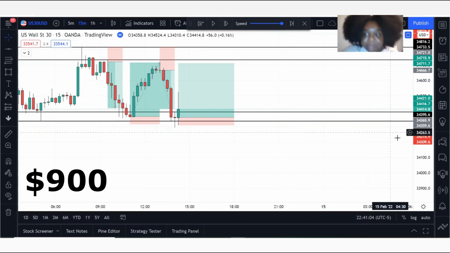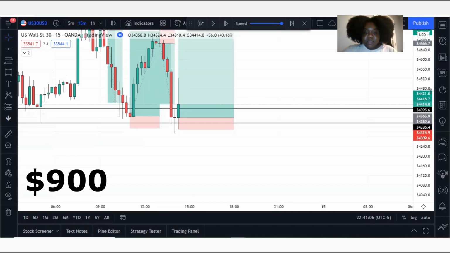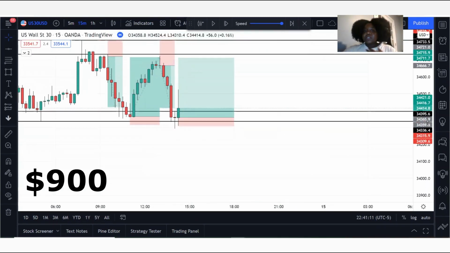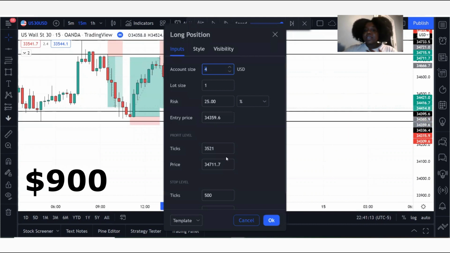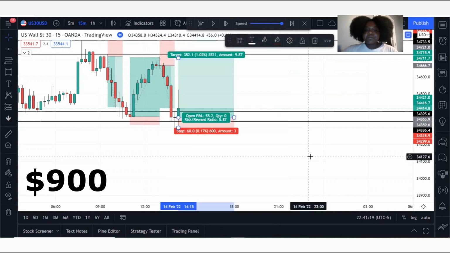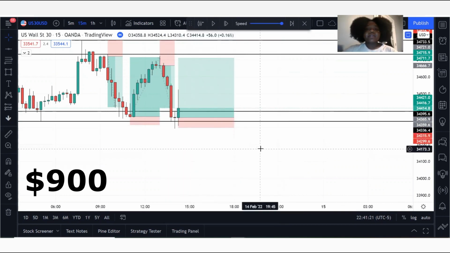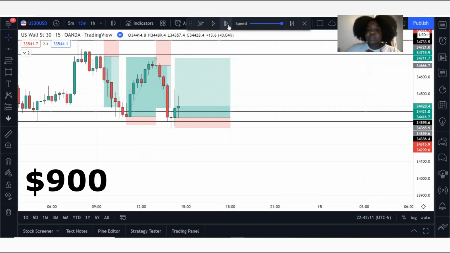That, matter of fact, that almost hit my stop loss. That made me a little nervous. Let me just change my stop loss a little bit. So now I'm gonna just add like a $10 or something. That makes me feel so much better. That was really close though.